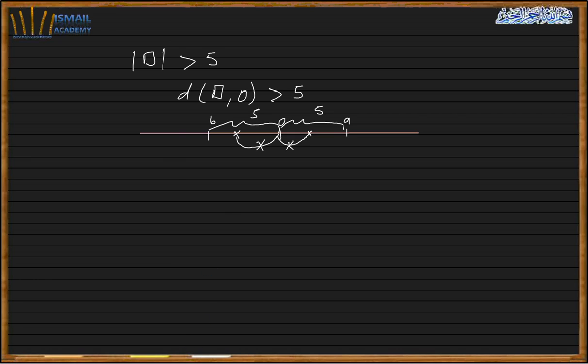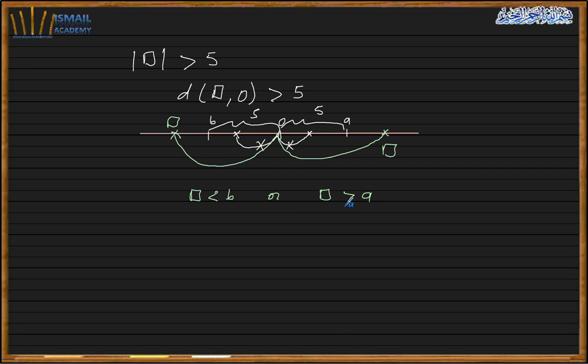So the best location will be what? Outside of those values A and B. So the distance here is greater than 5 and the distance here is greater than 5. So what does it mean here? That means I will have my expression is greater than A and my expression here is less than B. So here we have the expression is less than B, or the expression is greater than A.